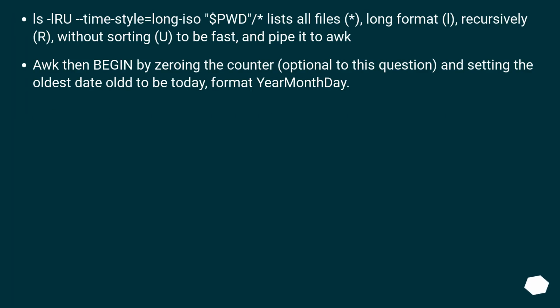ls --time-style=long-iso $PWD lists all files, long format, -l, recursively, -R, without sorting, -U, to be fast, and pipe it to awk. Awk then begins by zeroing the counter, optional to this question, and setting the oldest date old to be today, format year month day.